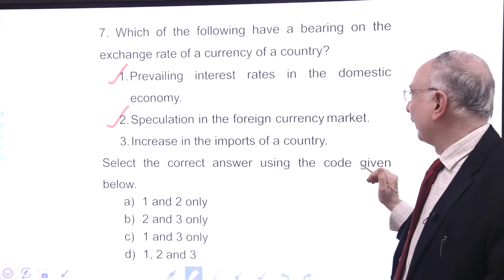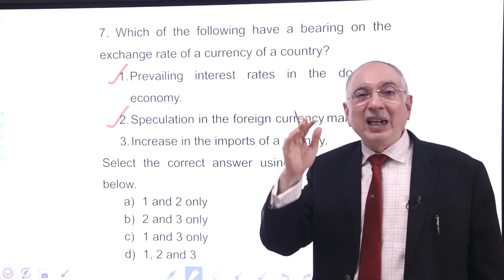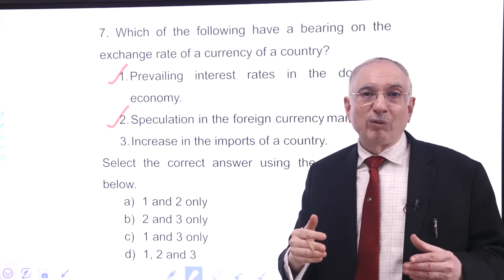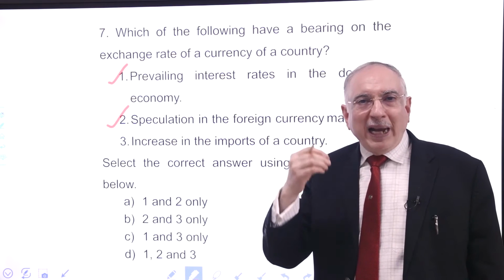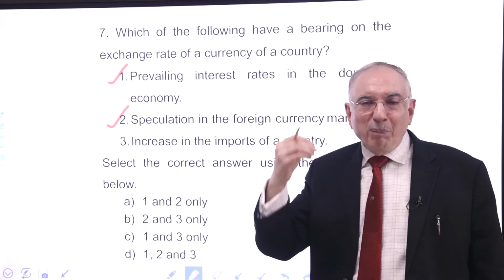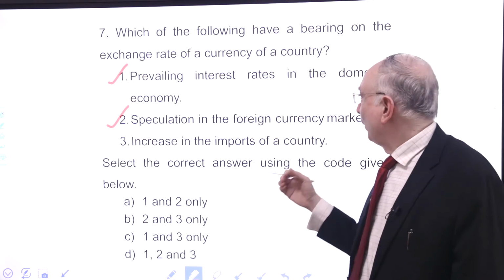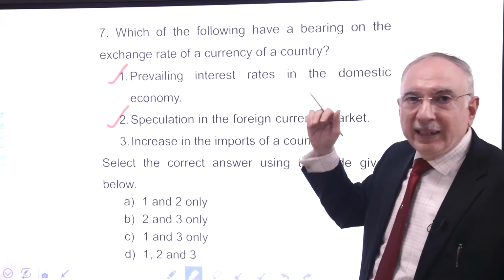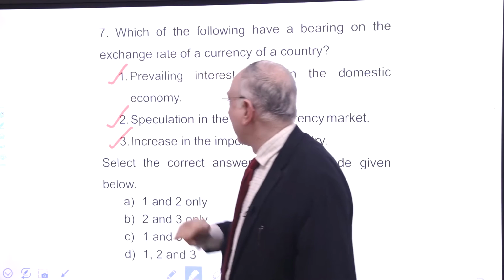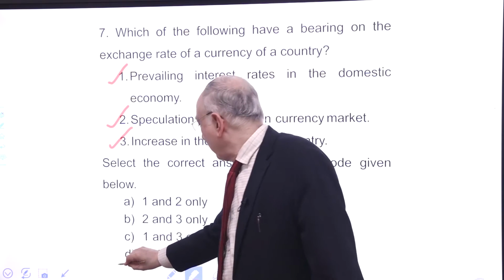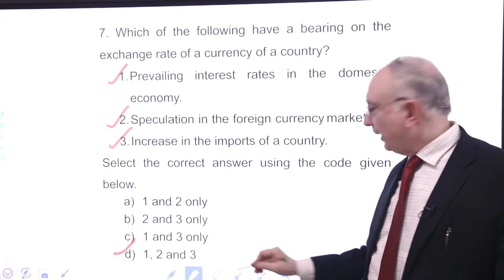Increase in the imports of a country. When imports of a country increase, that means you need more dollars. We have seen on many occasions, we are the largest importer of crude oil, and whenever the import bill rises, our currency becomes devalued, and therefore an increase in imports of a country does have a bearing on the exchange rate. So this option is also correct. Therefore, all three, 1, 2, 3, are correct. So option D is the right answer.